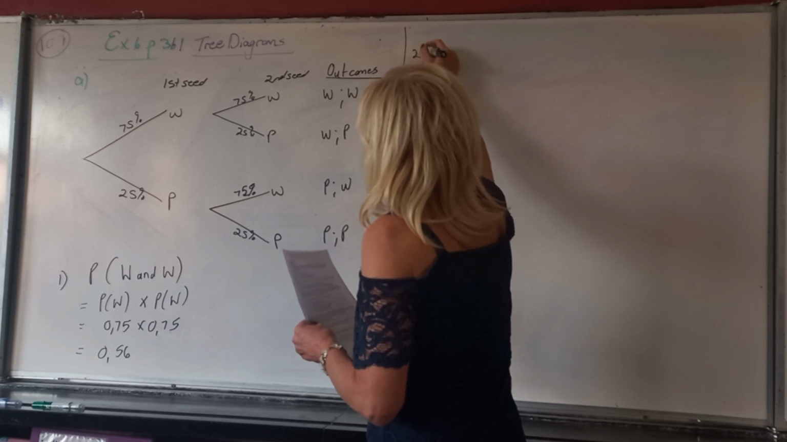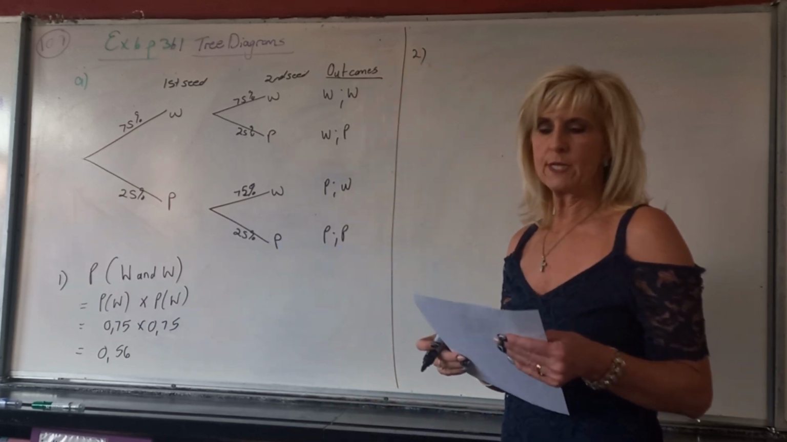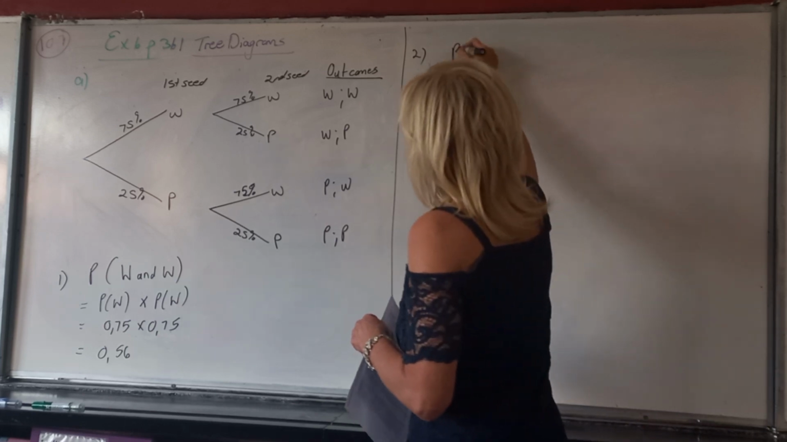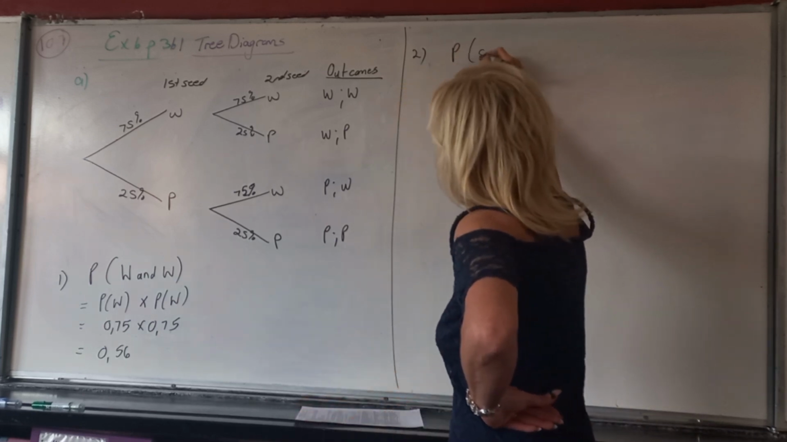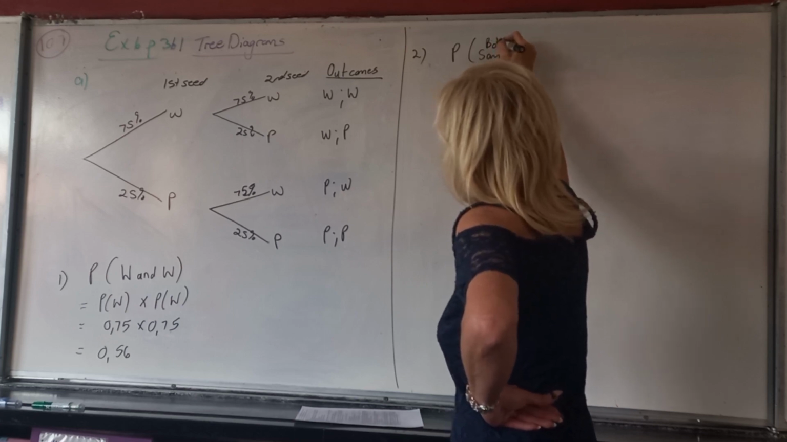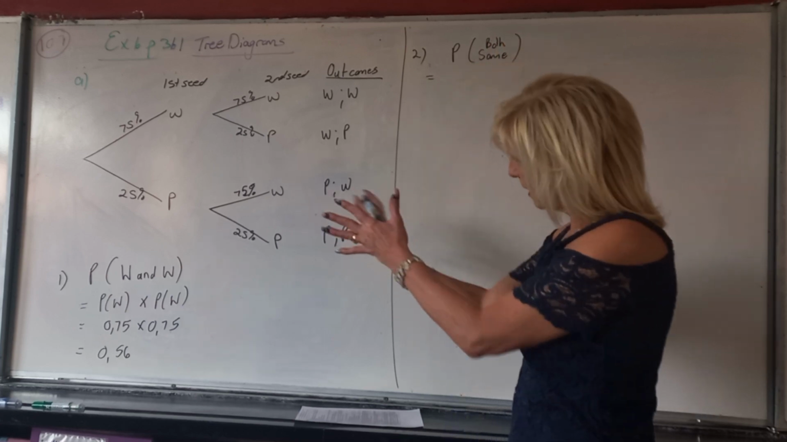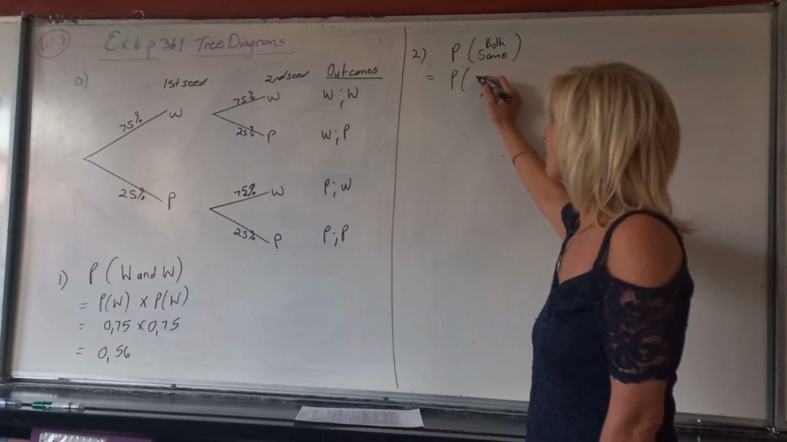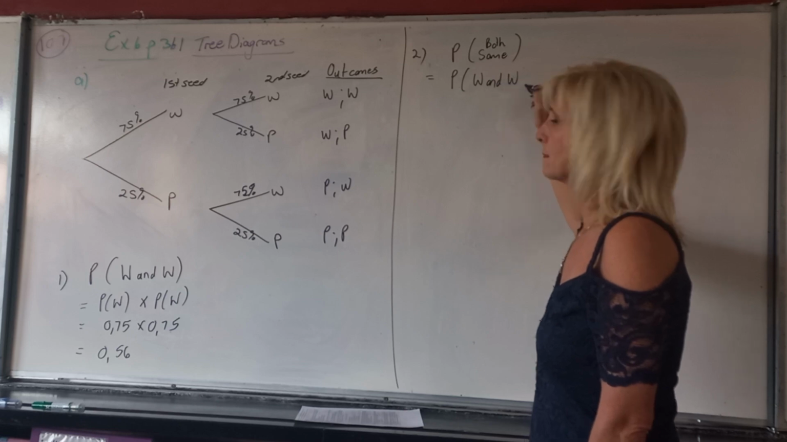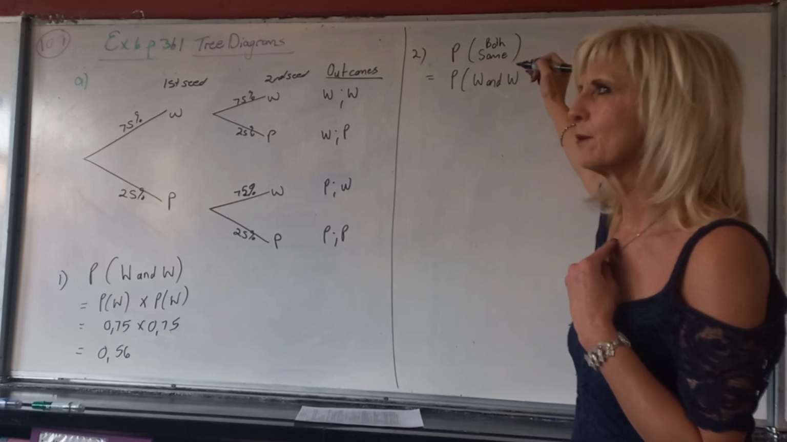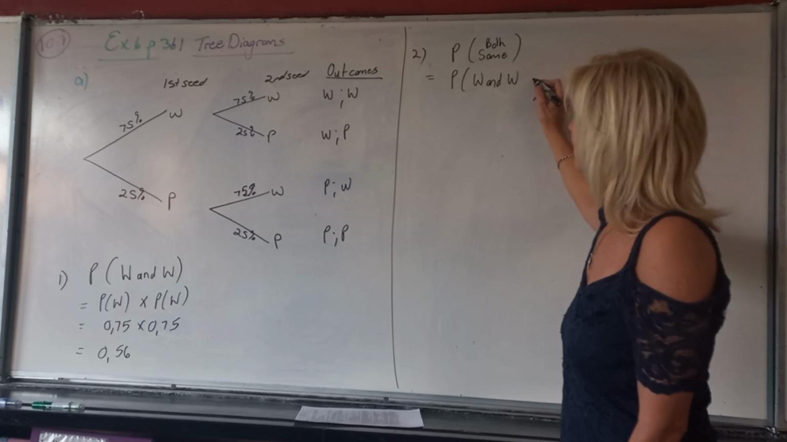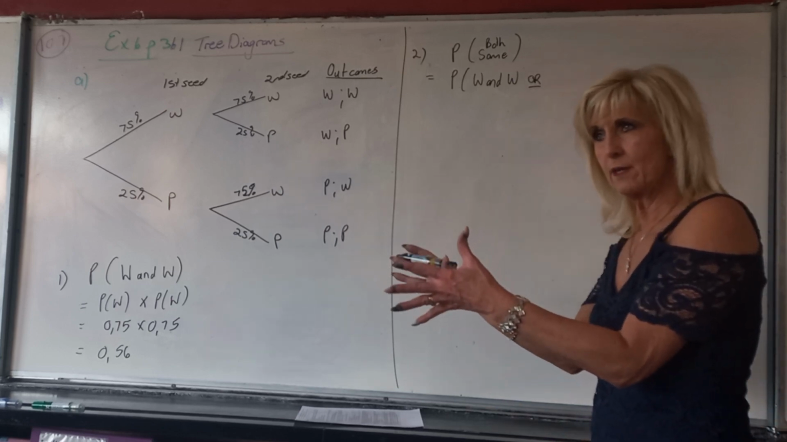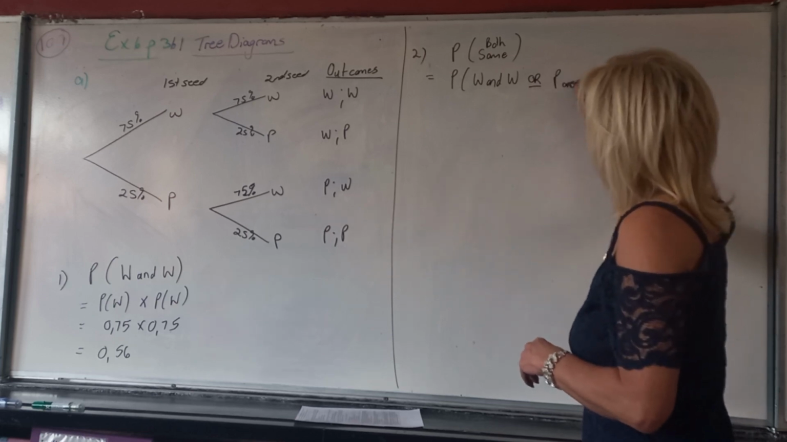Second question said, with this tree diagram, what is the probability that they will yield flowers of the same color? So that means same color, both the same. If I had to write that nicely mathematically, that would mean the probability of having white and white, or pink and pink. Are you with me?